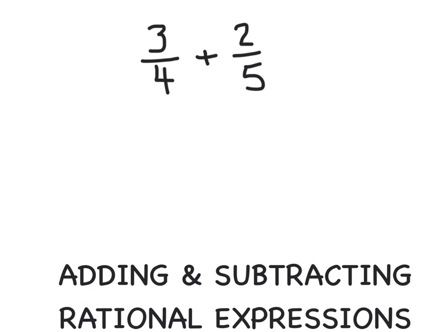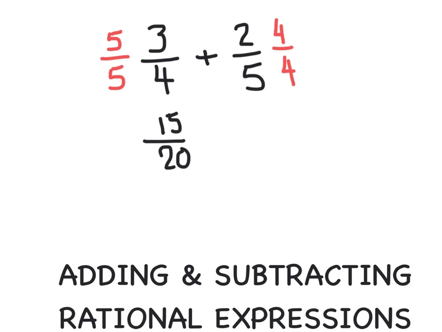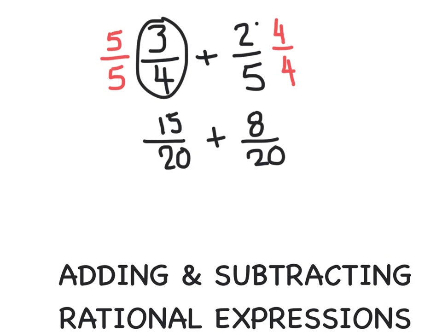In order to create that, I've got to multiply this fraction by 5/5, and the key is we're multiplying the top by the same number as the bottom. Then we multiply the other fraction by 4/4. That makes the first fraction 15/20, which is equivalent to 3/4, and the second fraction 8/20, which is equivalent to 2/5.